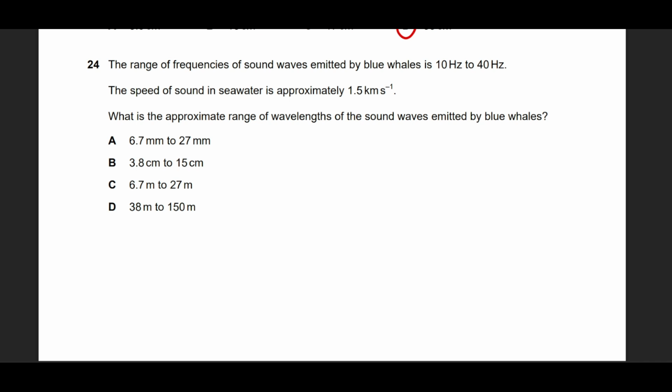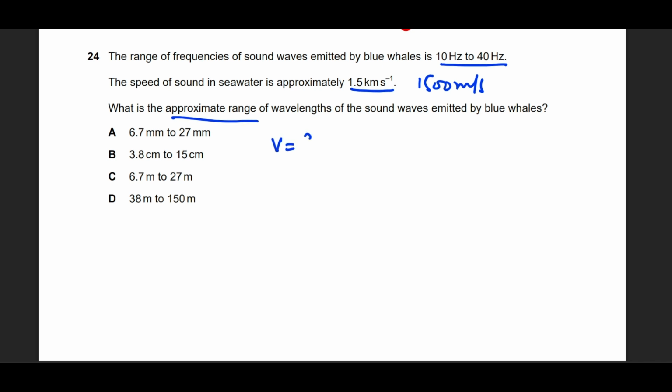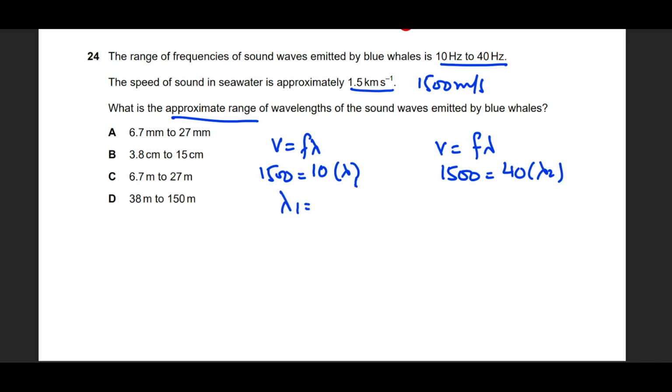Question 24, he says, okay, so the frequencies are given. Speed is given, which is 1500 meters per second. It asks what's the range or the approximate range. No problem. We have to use v equals f lambda twice. So 1500 equals f is 10 and this is lambda 1. This will be 1500 where f is 40 and lambda 2. So this lambda 1 comes out as 150 meters and this lambda 2 comes out as 37.5 meters. So I can very clearly see that 38 to 150, D is the right answer.